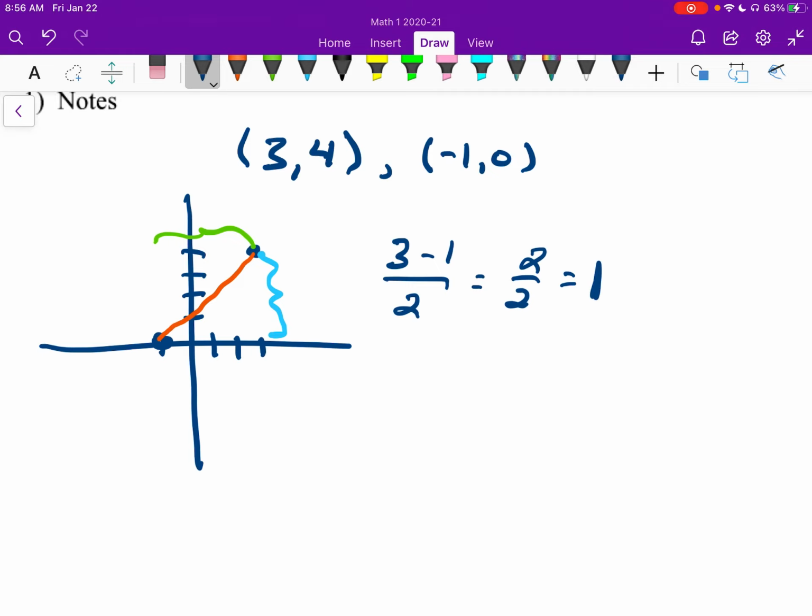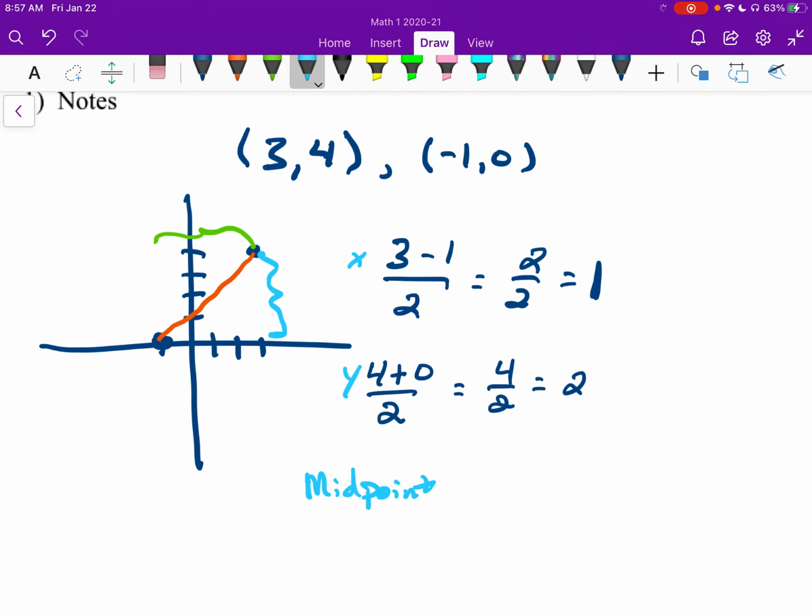And then I do the same thing for my y. I say, well, 4 plus 0 over 2 is 4 over 2, which is 2. So this is my x, this is my y, and I have a midpoint at 1, 2. If I were to plot that, it'd be right around there, and that does look like it's the middle point.